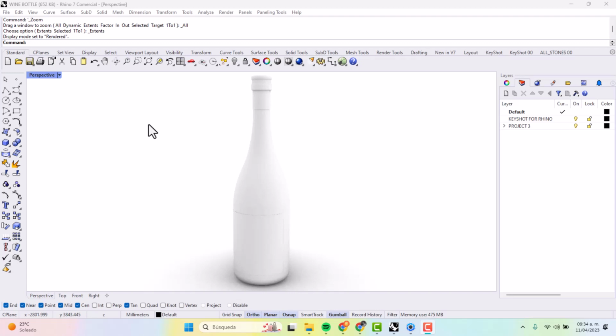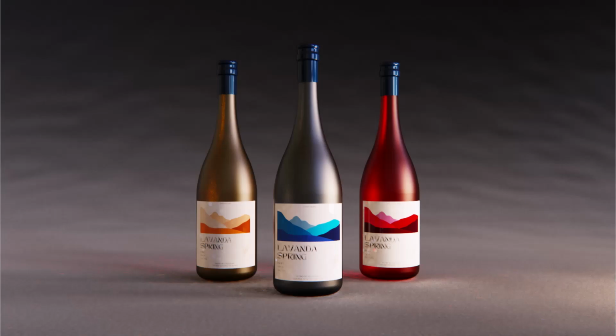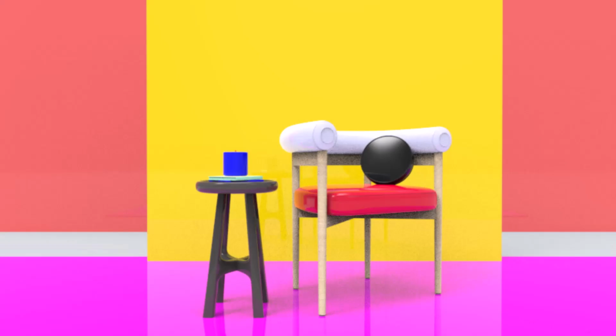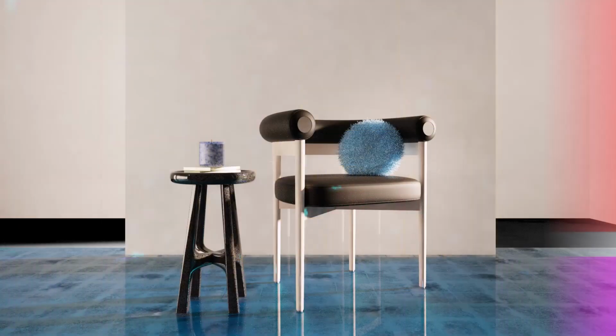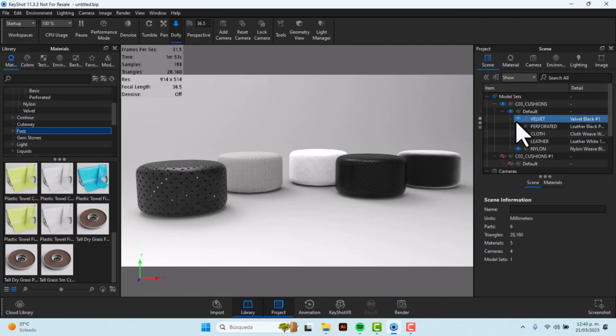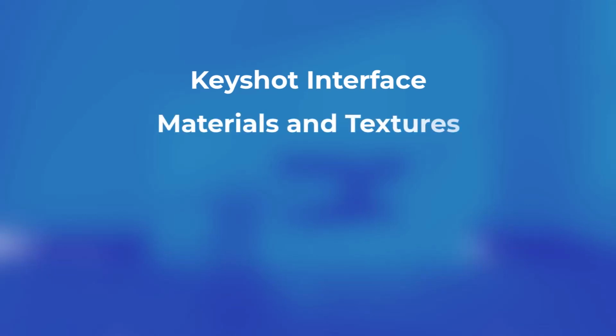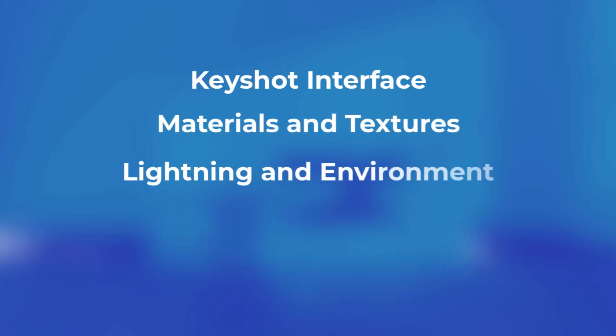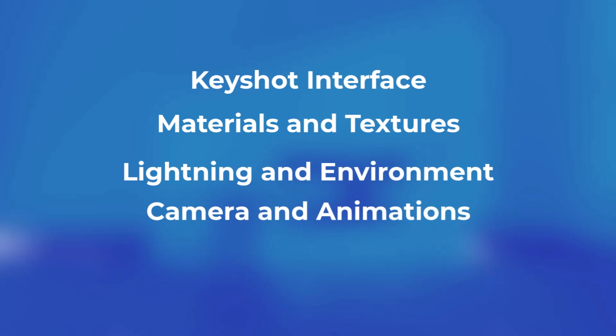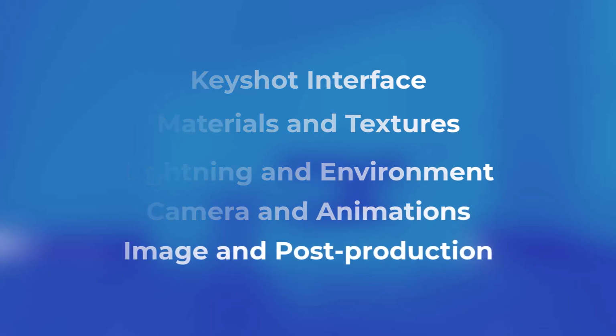During this course, we will work a lot with Rhino and Keyshot, mostly simultaneously. Let's talk about some general instructions and how the course will be developed. As you have seen before, the curriculum is based on 5 main aspects of Keyshot and is project-based. We will talk about Keyshot interface, materials and textures, lighting and environment, camera and animations, and post-production.